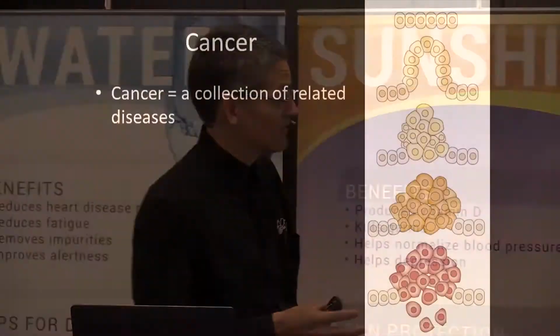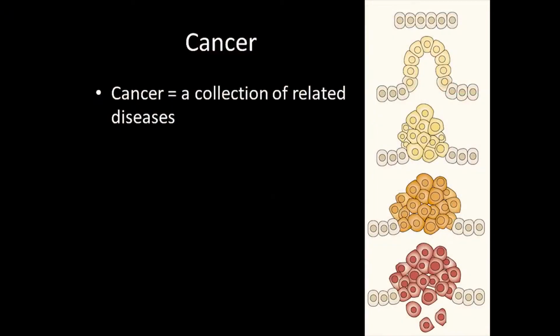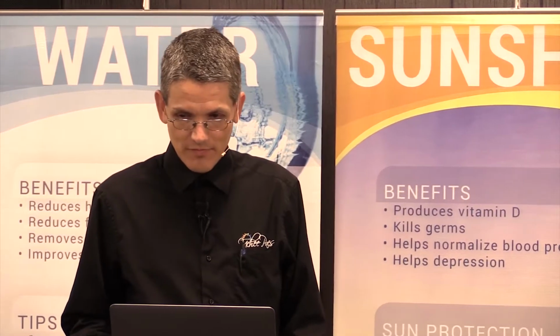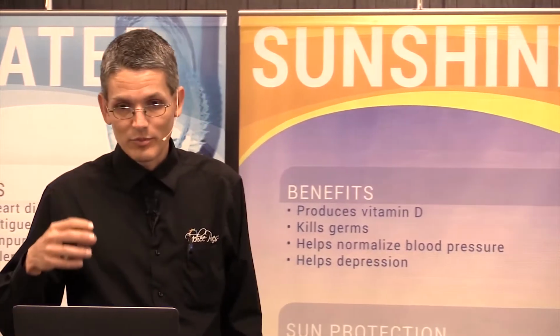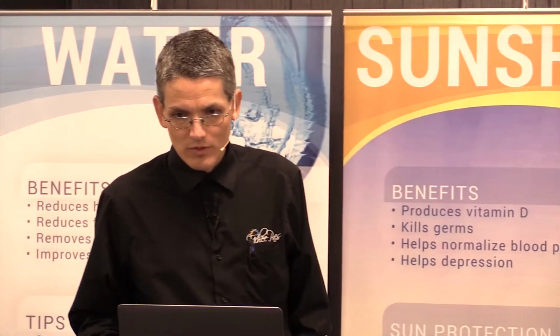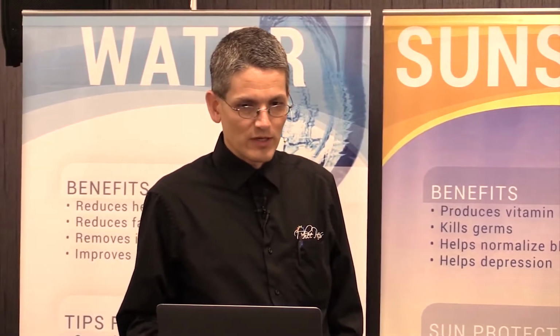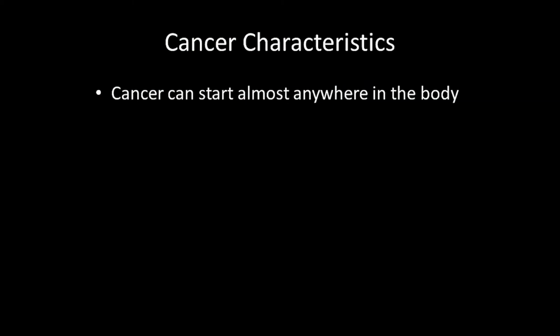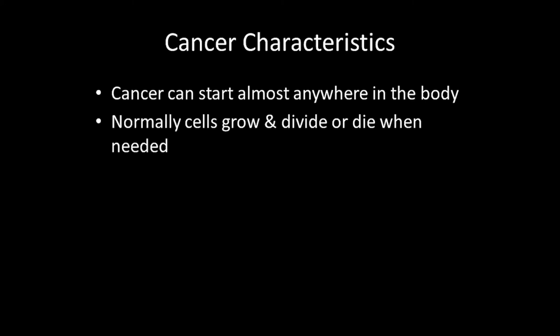So cancer is a collection of related diseases. It's not just one disease, but it's a bunch of different diseases that are very similar to each other. And in all types of cancers, some of the body cells begin to divide without stopping and spread into the surrounding tissues. And cancer can start almost anywhere in the body.